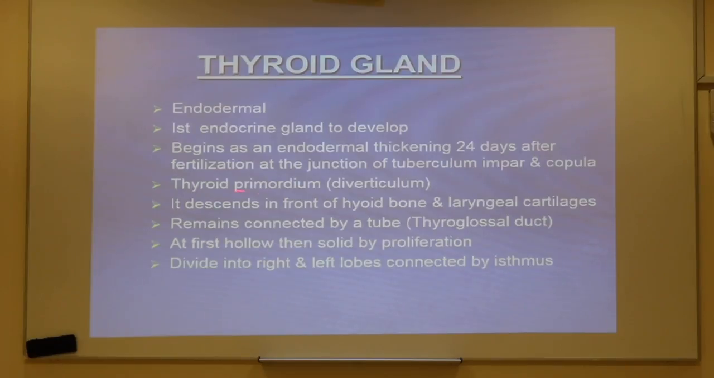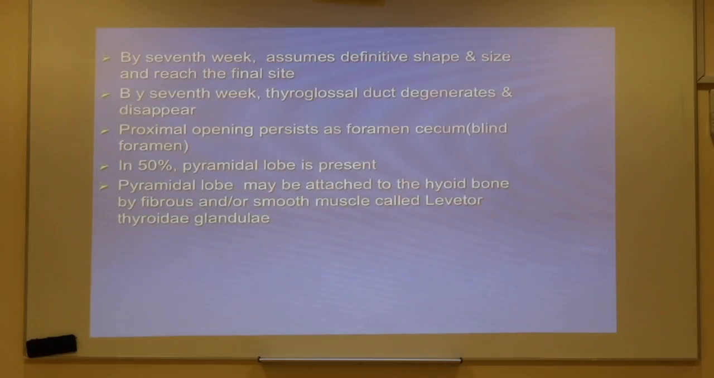So it gives a thyroid primordium or diverticulum, which descends in front of the hyoid bone and laryngeal cartilages, remains connected by a tube to the tongue. At first, this is a hollow tube, then it will become a solid tube, and then it is going to divide into two lobes, right and left. And by the 7th week of intrauterine life, it will assume the definitive shape and size and reach the final site.